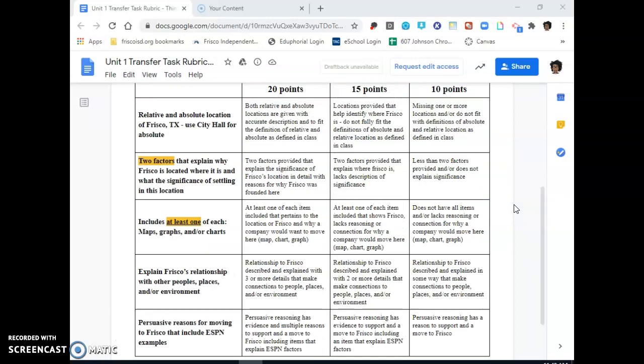week. So that, in a nutshell, is what you're going to be working on, and this is going to be a major grade, so please make sure that you ask questions if you're not clear about something.